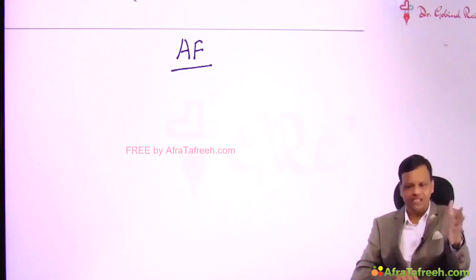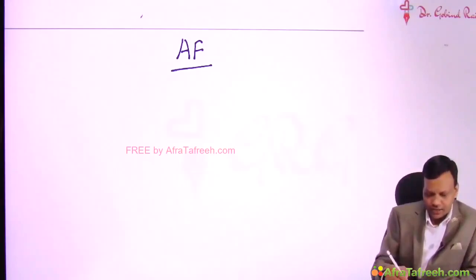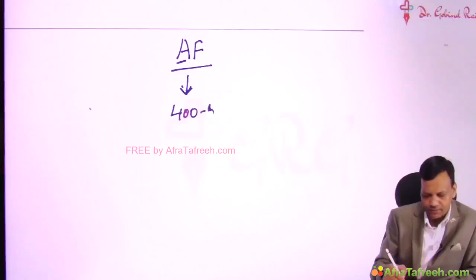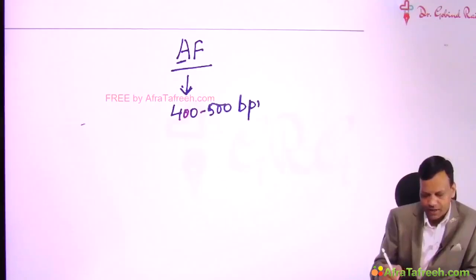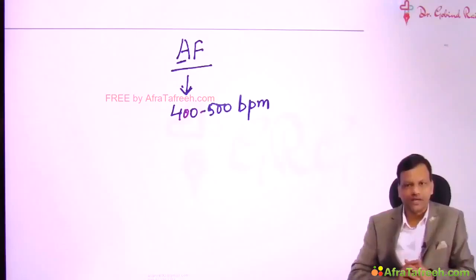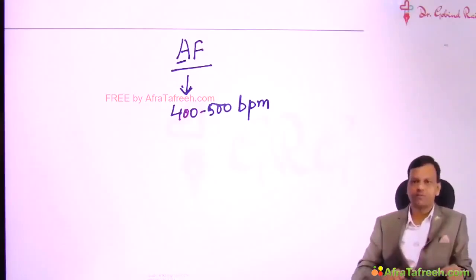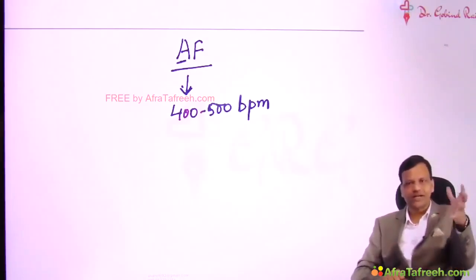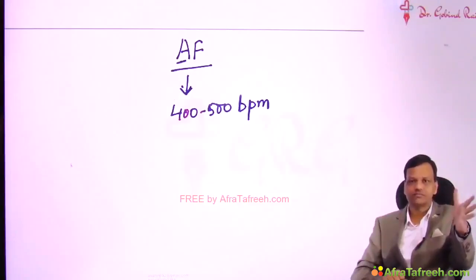Now in atrial fibrillation, the heart rate is very high. The atrial rate in this condition is around 400 to 500 beats per minute. That means atrium has to contract 400 times every minute. So when atrium has to contract 400 times, 500 times in 1 minute, how will it do? It will start contracting, relaxing, but then it realizes that it cannot do like this for 500 times in 60 seconds. So what it does, instead of complete contraction and relaxation, it just starts fibrillating.